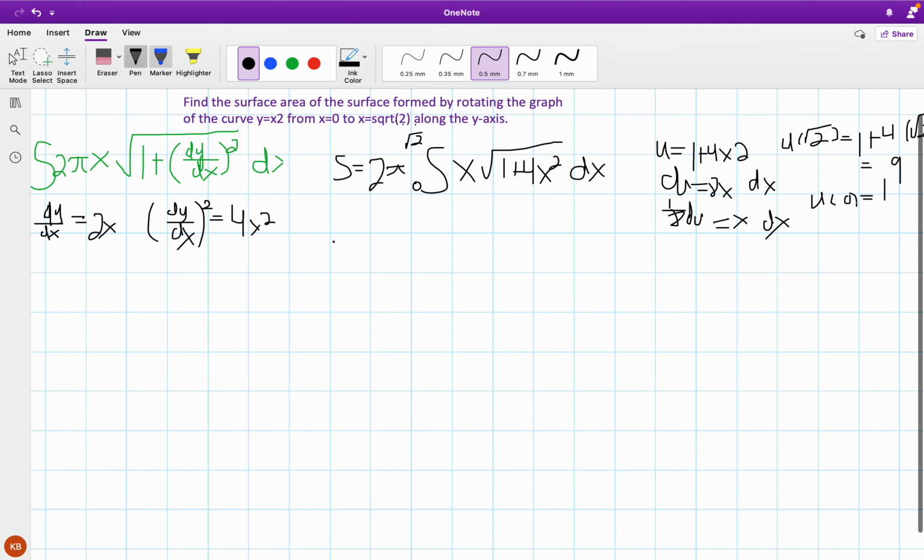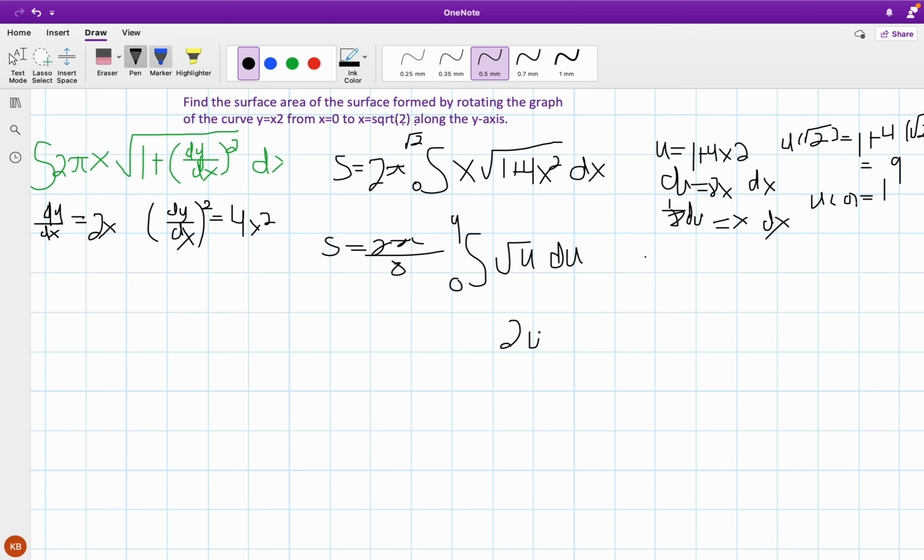Alright, so our new equation is going to look like 2 pi over 8 times the integral from 1 to 9 of root u du. So this is technically just u to the 1/2, and 1/2 plus 1 is 3 over 2. So our antiderivative of this is going to be 2u to the 3/2 over 3.